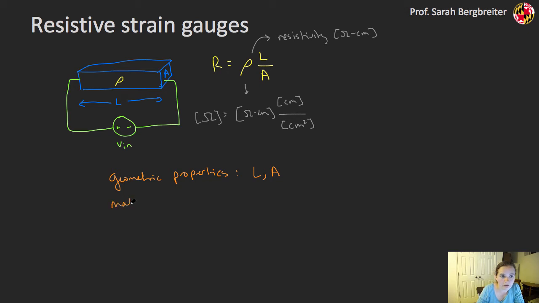And I also have an intrinsic material property, and that's my resistivity rho. And this really comes into play when I have a material like a semiconductor or some conductive polymers as well, because this resistivity is actually going to change based on strain too. But for metals, it's really only the geometric property, and that's what most strain gauges are made out of.